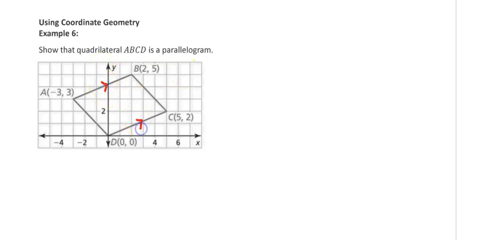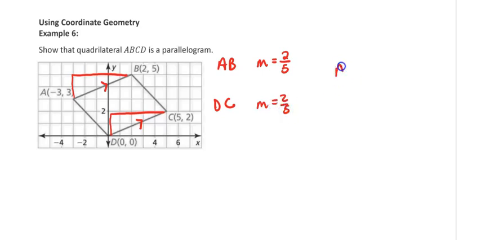So let's start with side AB. So on AB, if you count your slope, I think they're parallel. I marked them just to kind of show you which ones I'm looking at. But I count my slope. So I go up 2 over 5. So the slope is 2 over 5. And now if I look at DC, then I go up 2 over 1, 2, 3, 4, 5. So the slope is 2 over 5. So right there, I know that AB is parallel to DC.